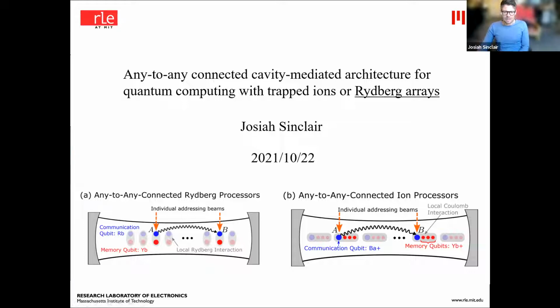Okay, so today I'll be telling you about a new proposal fresh out on the arXiv a few weeks ago for a new architecture for quantum computing based on trapped ions or Rydberg atoms inside an optical cavity. And I'll also say just a little bit about my very preliminary work towards a Rydberg implementation of that architecture in the lab.